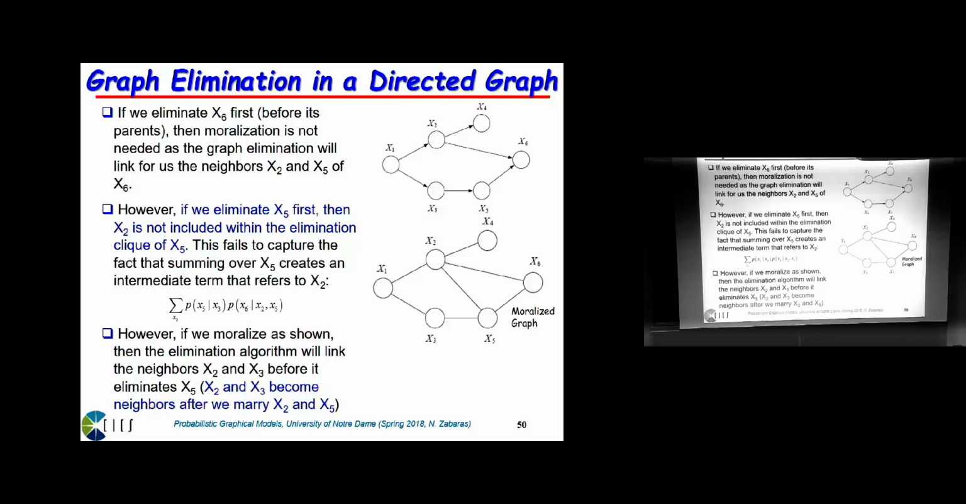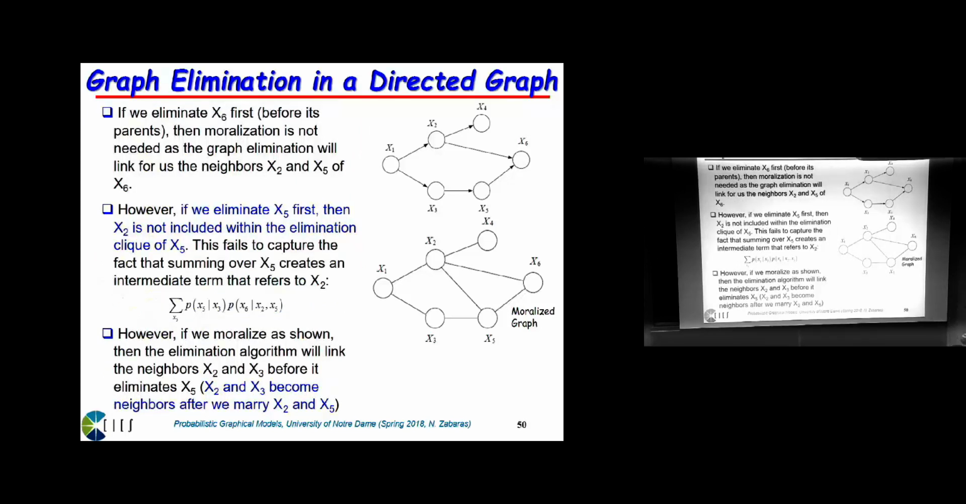On the other hand, if you moralize the parents of X6, you link X2 and X5. Now if you eliminate X5, its neighbors become what nodes? In the undirected graph, you moralize, you put this link from 3 to 5. Now if you eliminate 5, the undirected graph algorithm says you need to connect the neighbors, and the neighbors of 5 now are 2 and 3, and that's how you get the link of 2 and 3. In other words, the moralization comes from X6. You think it's not going to be relevant there, but now there is a dependency that you need to introduce between X2 and X3 that you would be missing because you didn't moralize the parents of X6.